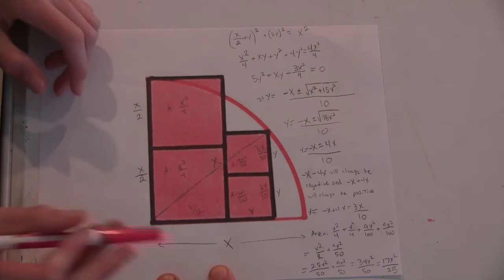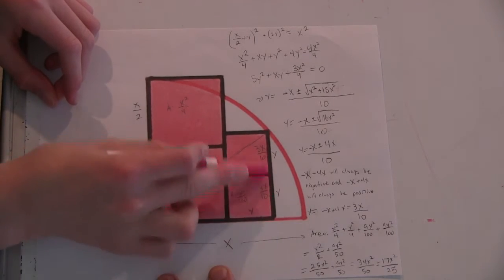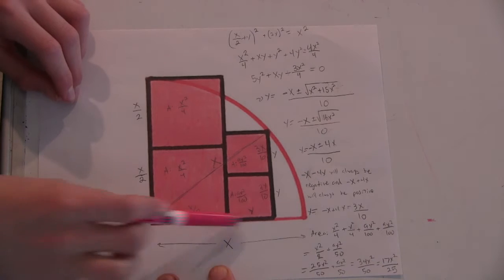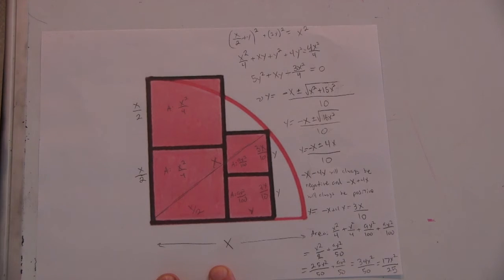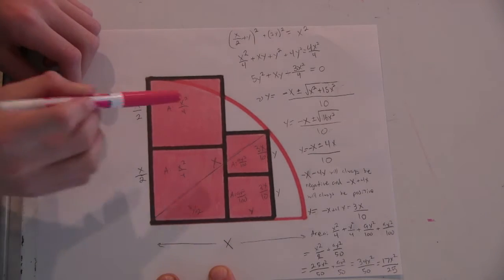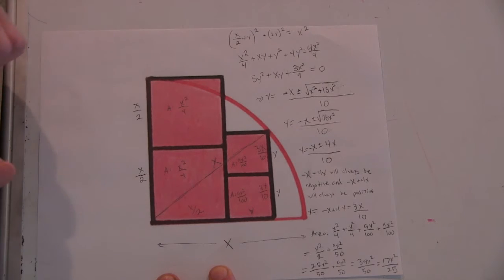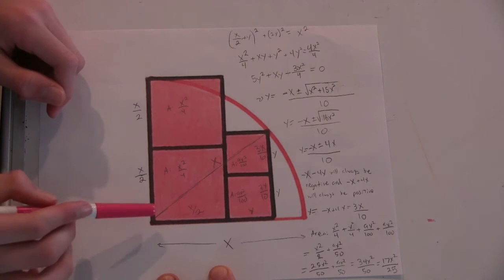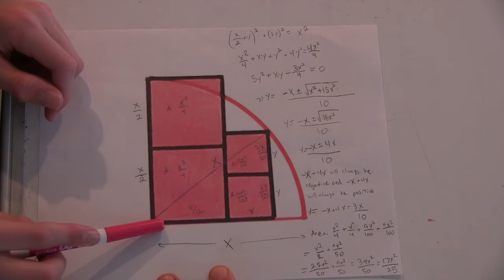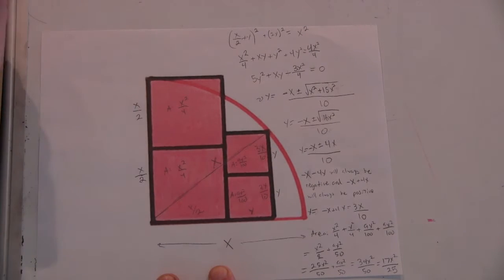Then I called this length y, this length of our smaller square. And again, that creates a Pythagorean right triangle. This length is now x. This is x over 2 plus y, and this is 2y.